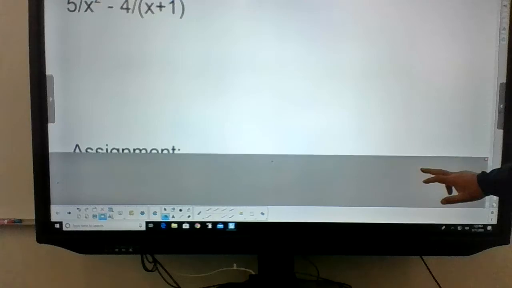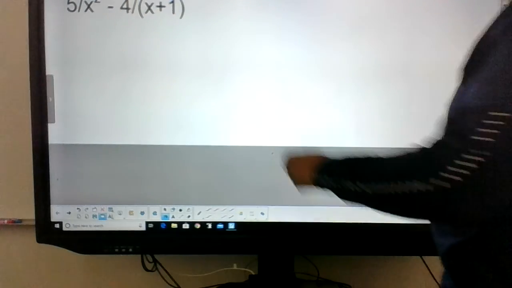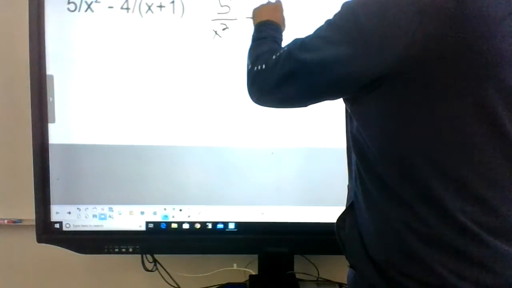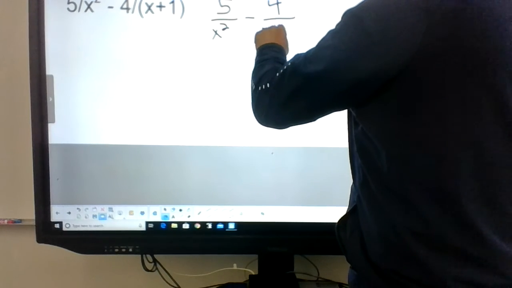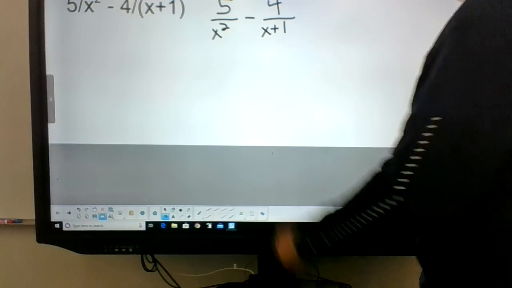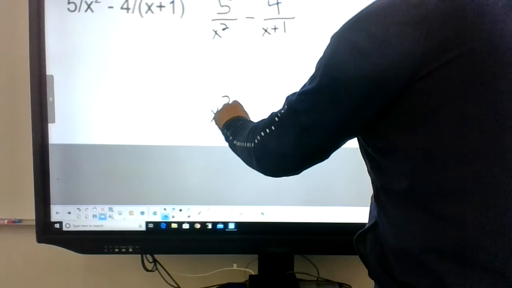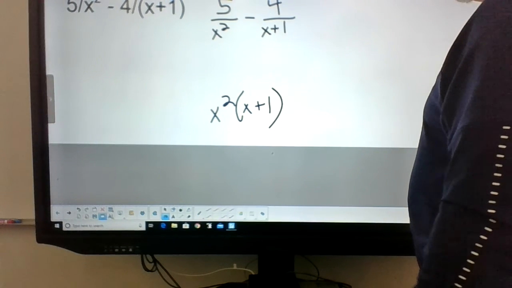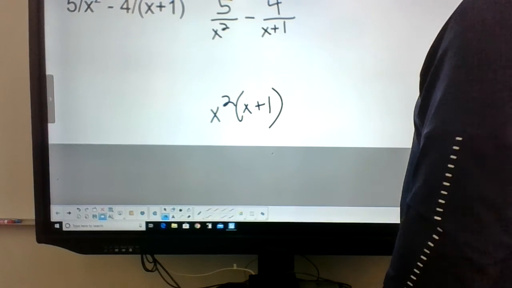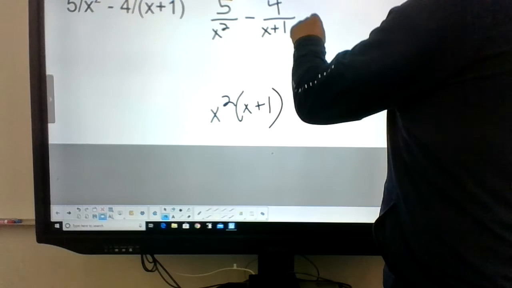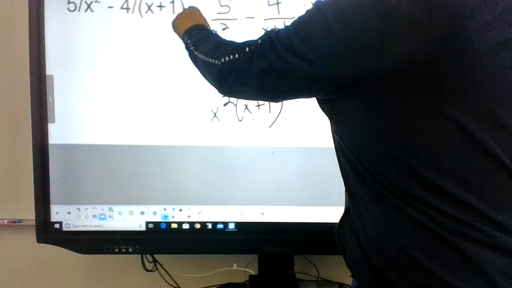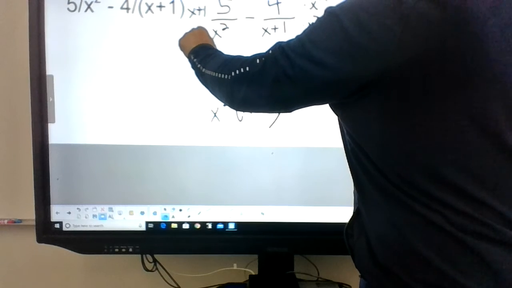Let's see what we got. Hey, last problem here in this section. So here we go. 5 over x squared minus 4 over x plus 1. Common denominator, x squared times x plus 1. Okay, that's a no doubter. Over here we're going to multiply by x squared. Over here we're going to multiply by x plus 1.